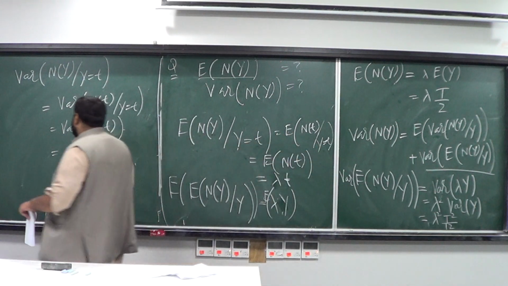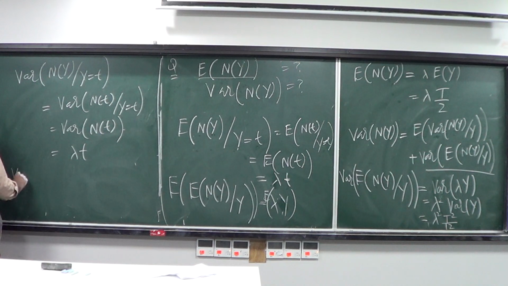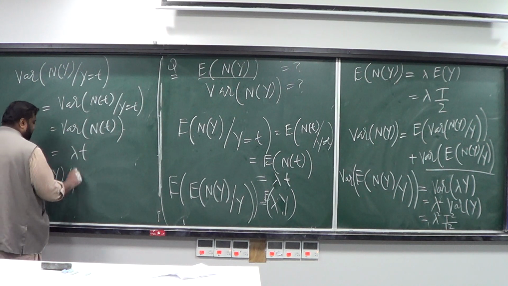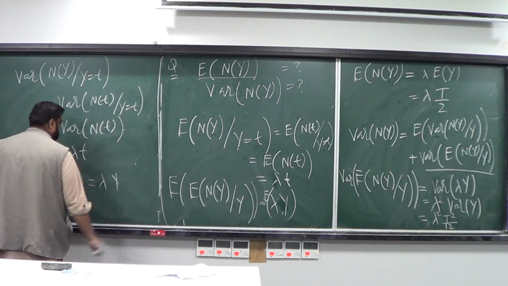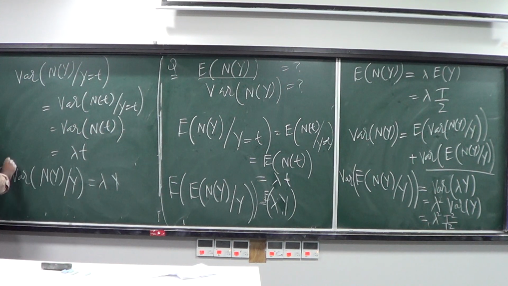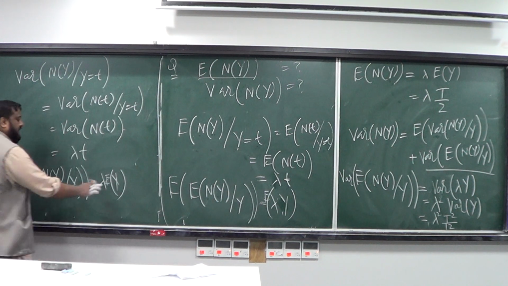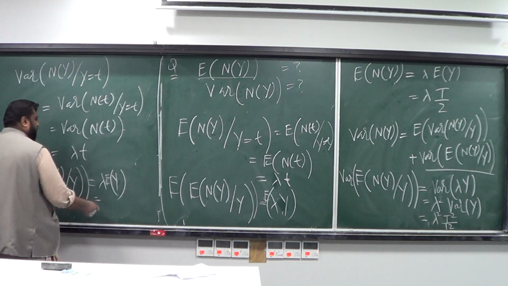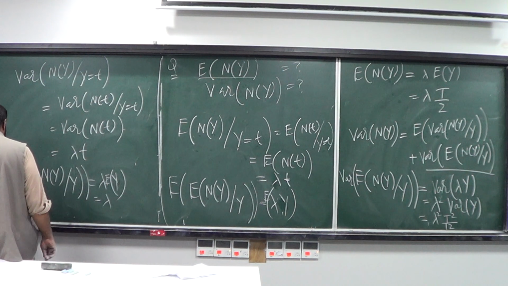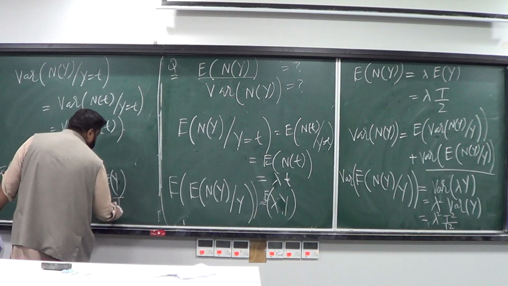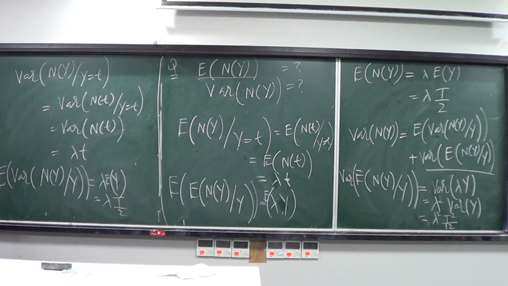So hence, as we did in the case of expectation, the variance of N of Y given Y is going to be equal to lambda Y. And if this is the case, calculate its expectation. This would be the same as lambda times the expectation of Y. And the expectation of Y is really t upon 2, because Y has a uniform distribution.